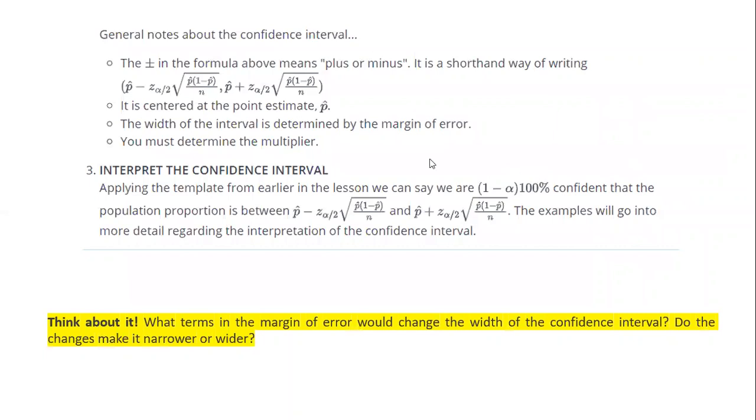If we move forward, so what are the steps to find out these ones? So first, general notes about the confidence interval. The plus or minus in the formula above means plus or minus; it is a shorthand way of writing so this will be the long expression, and it is centered at the point estimate, which is p hat. The width of the interval is determined by the margin of error, and you must determine the multiplier as well.